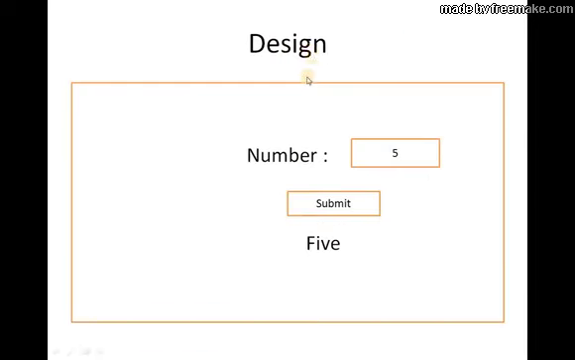So let us look at the design. So this is how it looks. So we'll have a number here, and here the user will enter a number between 0 and 9. So now the user has entered 5, and there will be a submit button here. So whenever the submit button is pressed, if 5 is entered here, then we should get a display here as FIVE. Suppose if the user enters 7 here, then we should get an output as SEVEN here. So that is our problem.